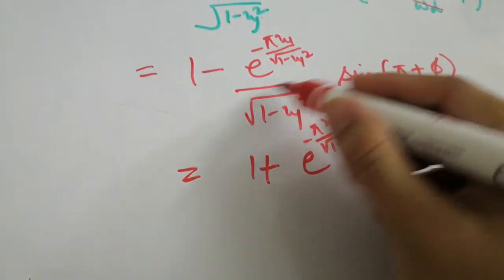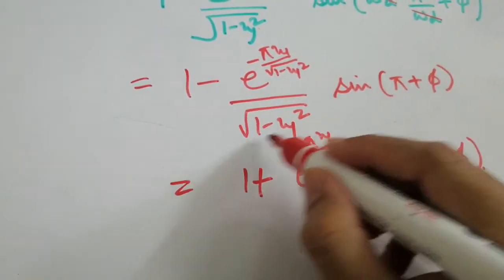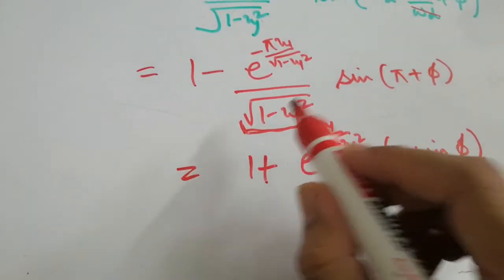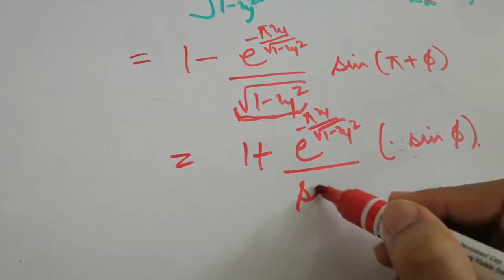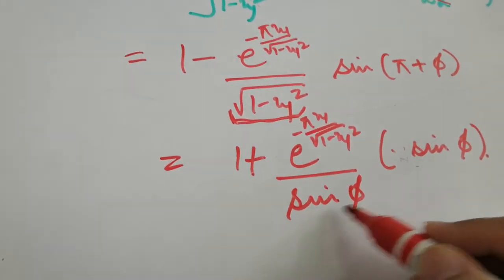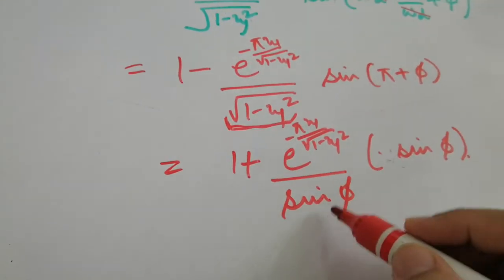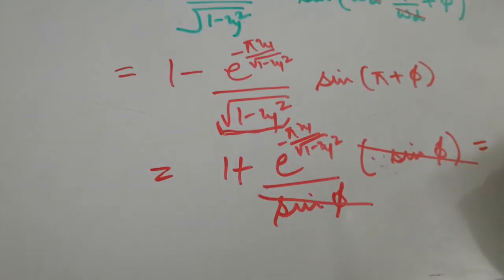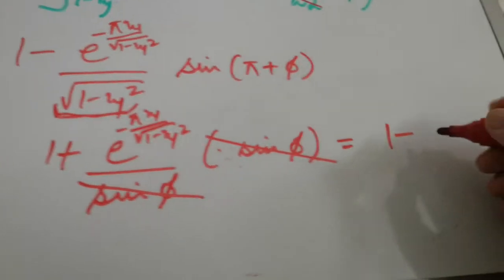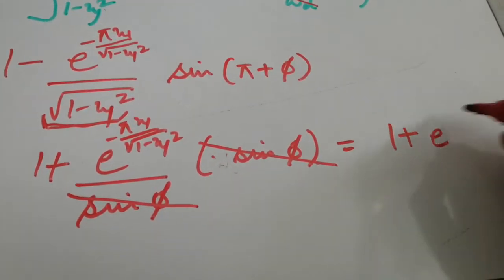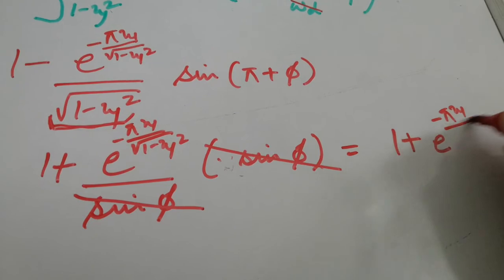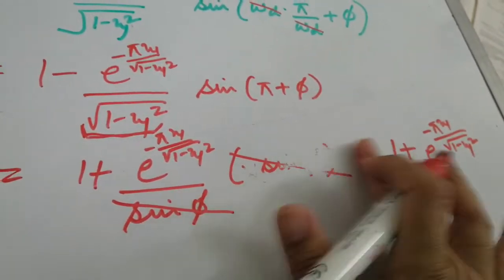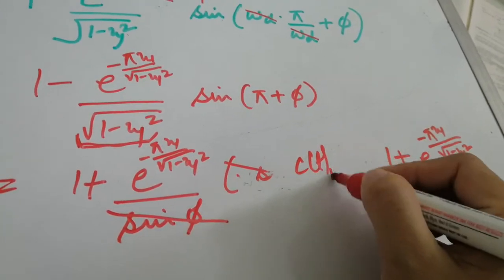Now we come to the denominator. In this expression we are going to replace this term with the one we assumed, that is, under root of 1 minus zeta square we assumed as sine phi. So replacing this expression with sine phi here and cancelling the common sine phi, we are left with the expression for Ct maximum as 1 plus e raised to the power of minus pi zeta upon under root of 1 minus zeta square. So this is the value of our Ct maximum.